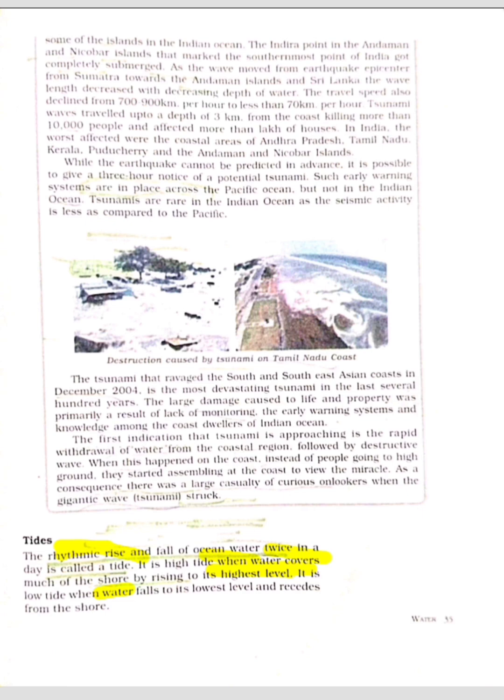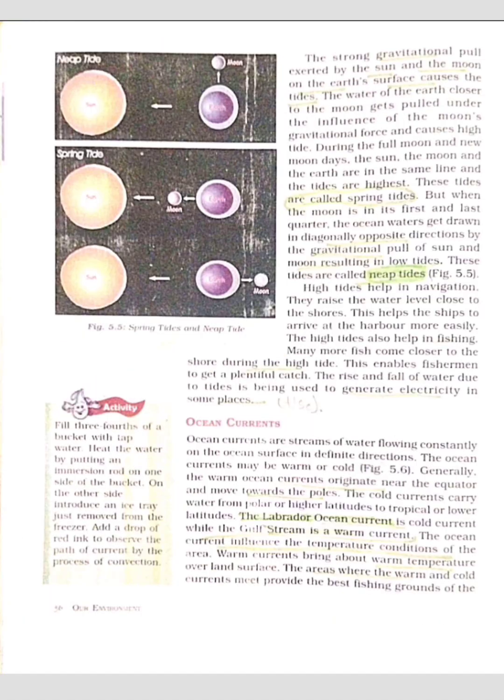These are the tides. The difference between waves and tides is that a wave is the circular motion of water due to wind speed, while tides are the alternate rise and fall of water up to the shore. There is a description of the tide: the strong gravitational force exerted by the sun and the moon on the earth's surface causes the tides. Then we know how the tides come.